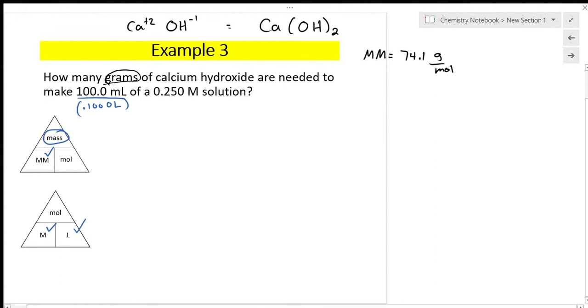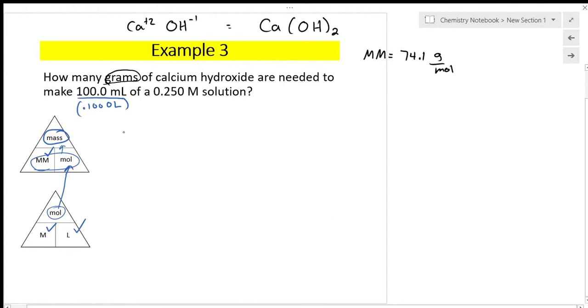So what do you think the game plan is here? Well, in order to find mass, we need to get moles. But look right here. If I take the molarity times the volume in liters, I get moles. So once I get moles, I'm going to plug it in, and then I can multiply these two together to get the mass. All right, so let's go ahead and do that.